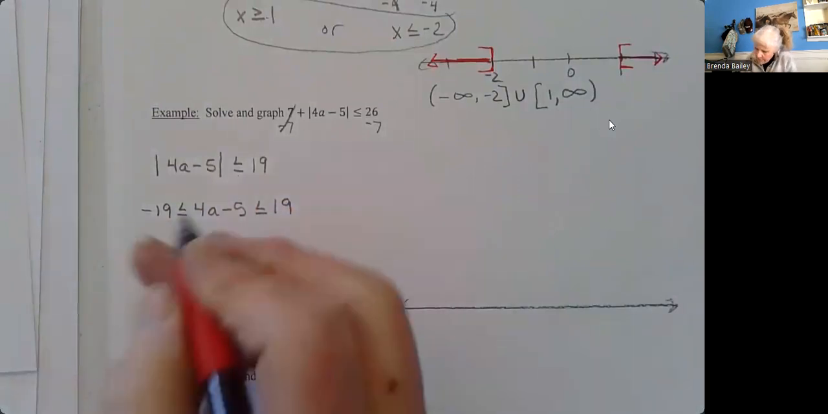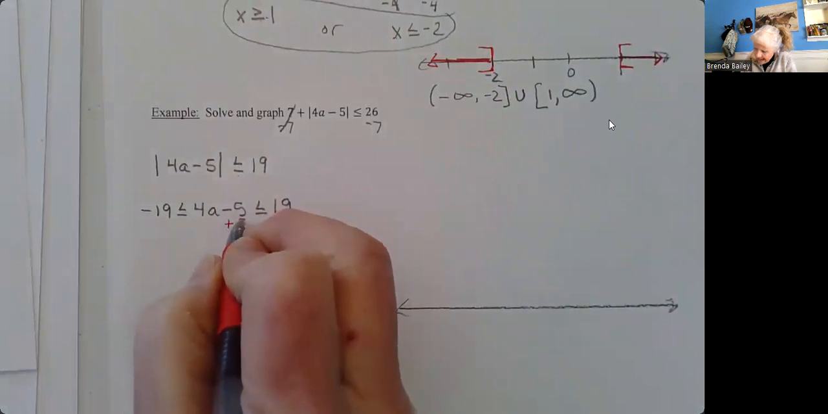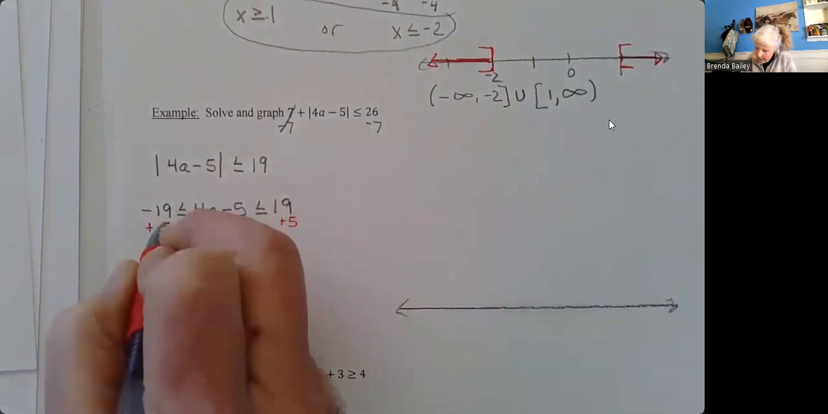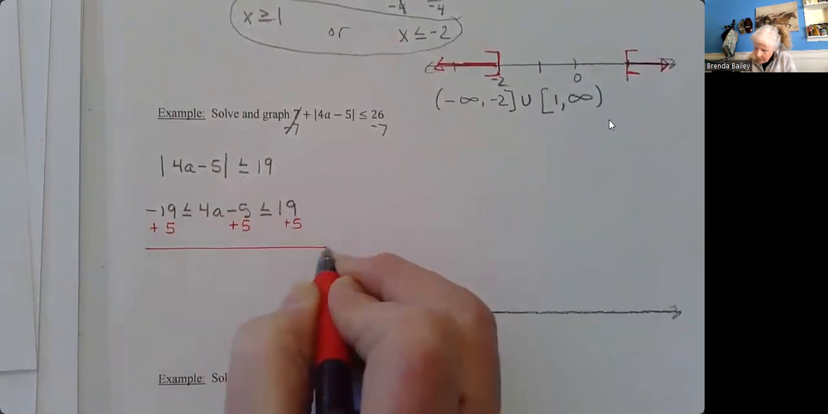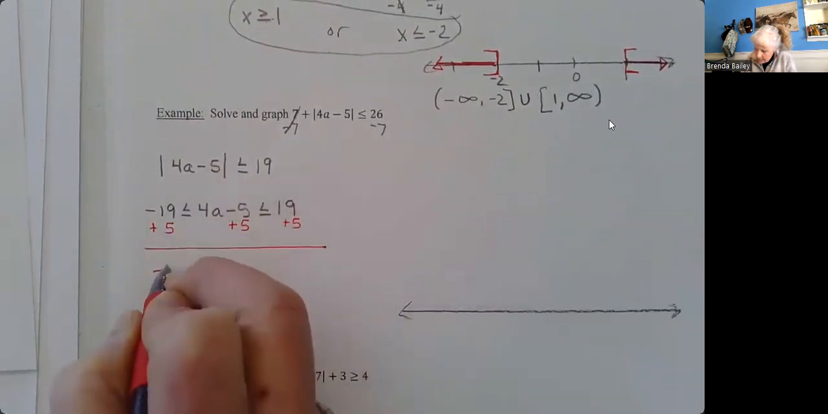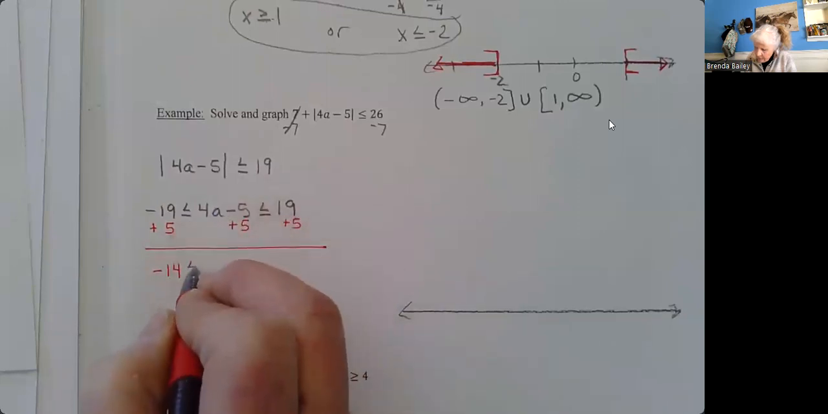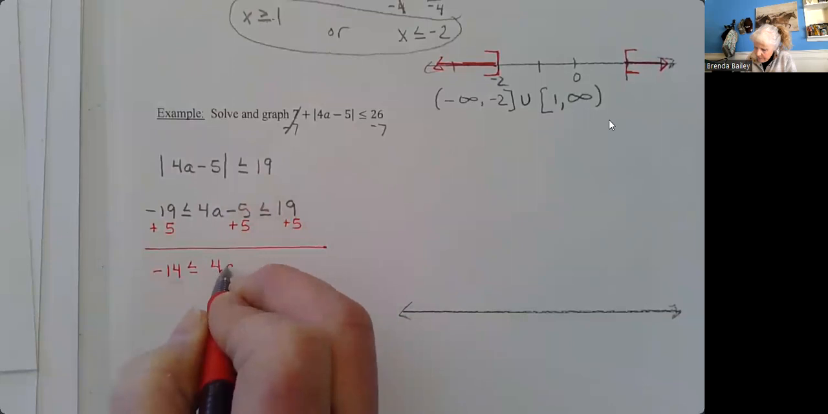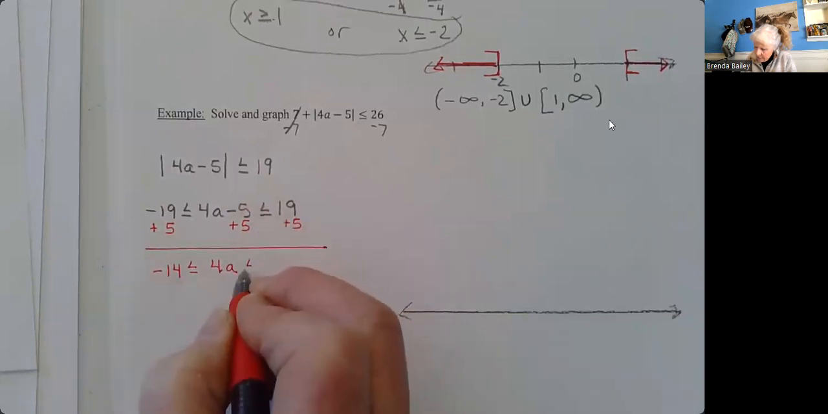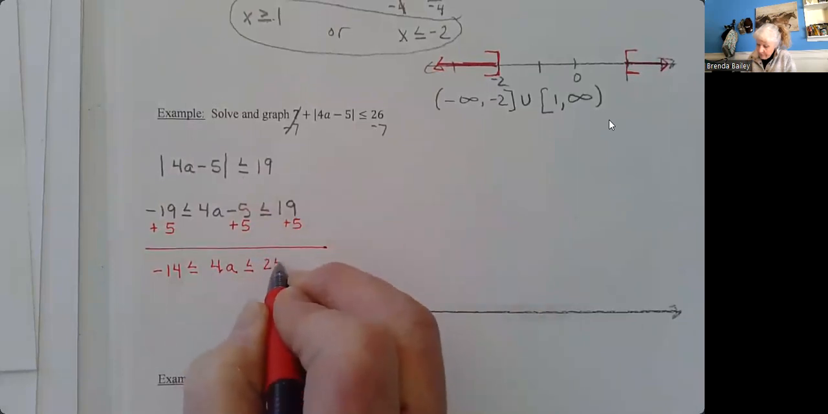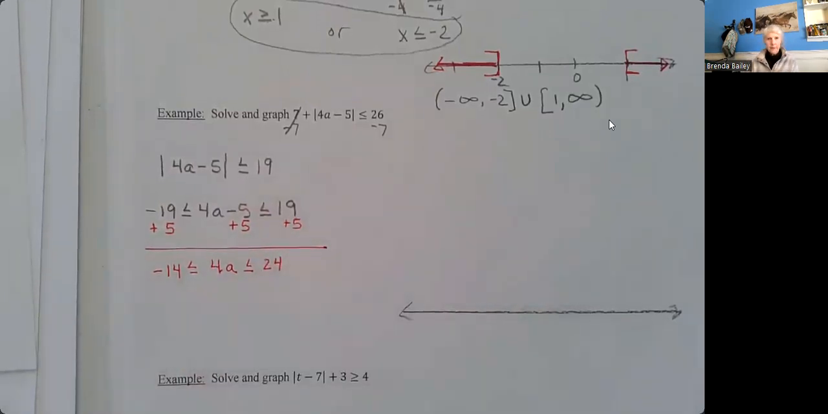Okay, we're going to add 5. Our goal is to get the a by itself. And we just add it to all 3 sections. So we have a -14 less than or equal to 4a less than or equal to, wow, 24. Okay. Now divide by 4.